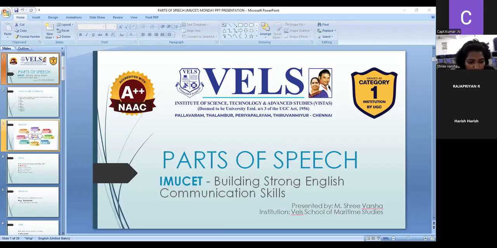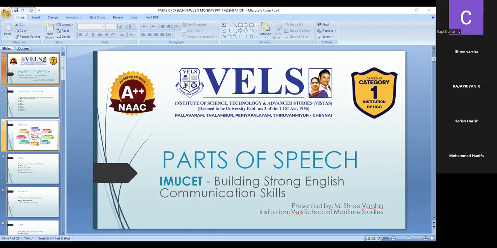Good. We don't just put random words together, right? We arrange words in a proper order. Each word in a sentence has a specific role or function, and those roles are called parts of speech, right? Now let me show you some examples. The first example is: she runs fast. Here, each word is doing a different job, right?